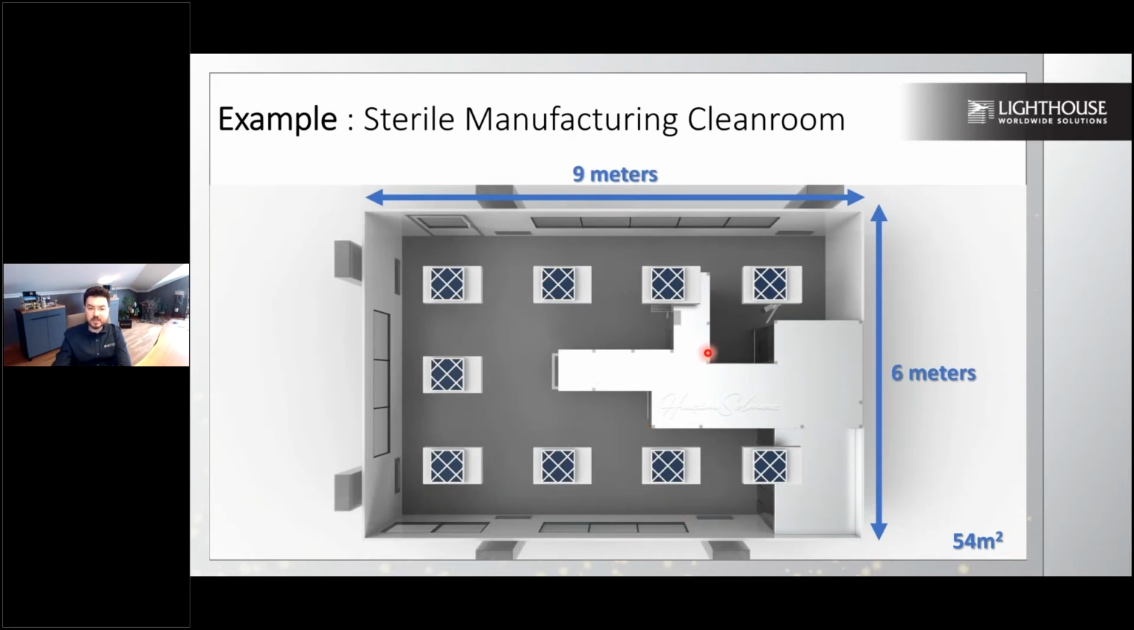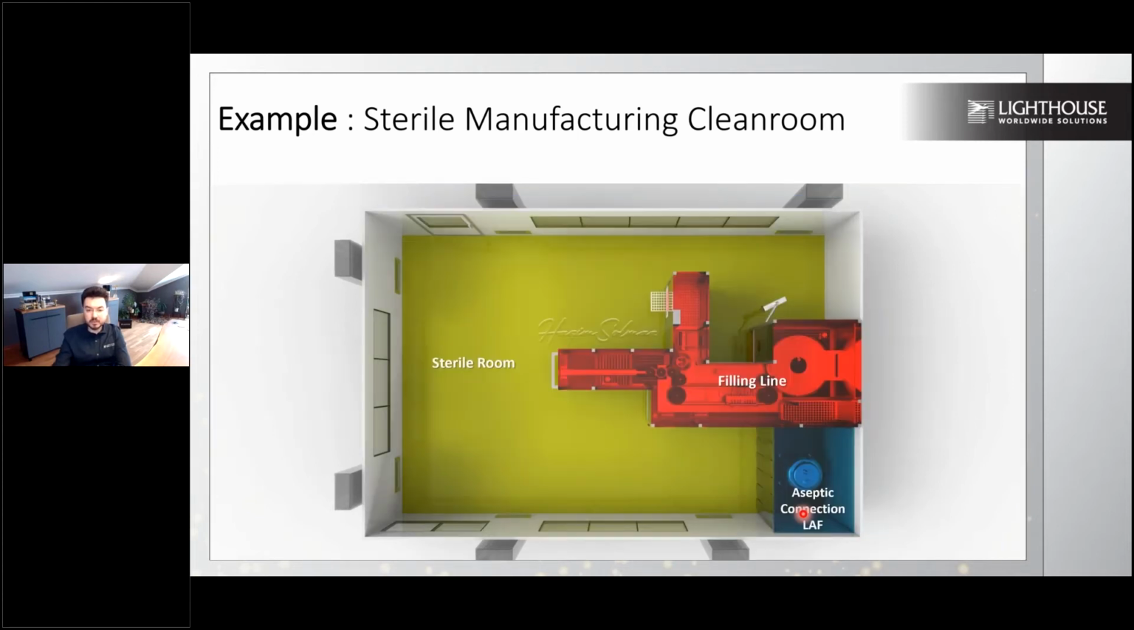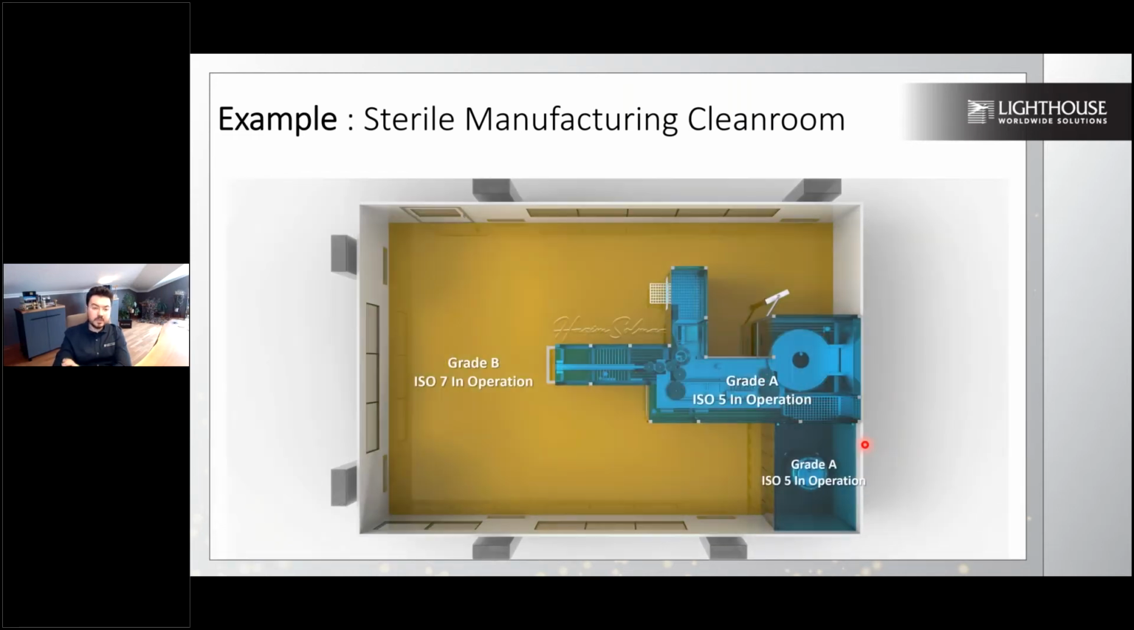And there's a production area, the filling line after the depyrogenation panel on this part. The turntable is located here. And we have an aseptic manipulation LAF unit also. The sterile room itself is given in a different color, while the filling line is in red, and the aseptic connection LAF is a different color.